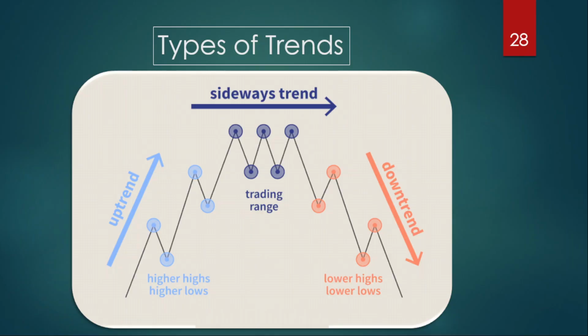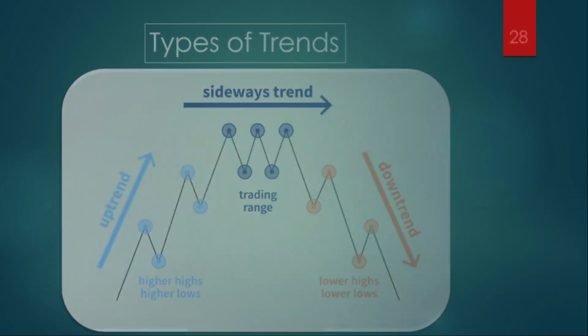We know for sure that when the price is going up, it's forming higher highs and higher lows. When the price is going down, it's forming lower highs and lower lows. So for us to say that the price is moving sideways, it will most definitely not be forming higher highs and not forming lower lows. It's just forming a series of highs and a series of lows. That is what we call a sideways trend.